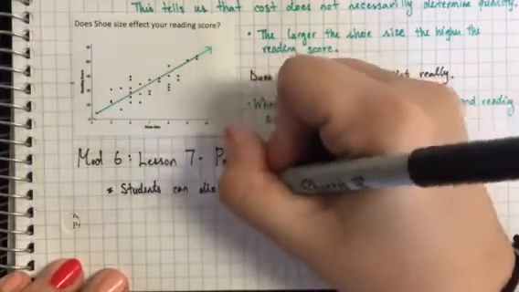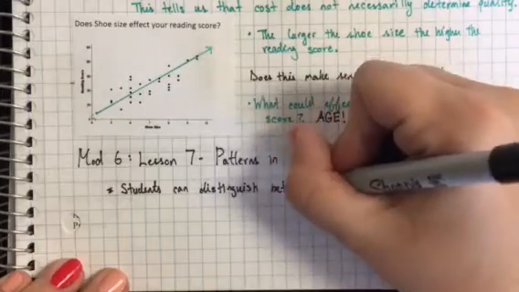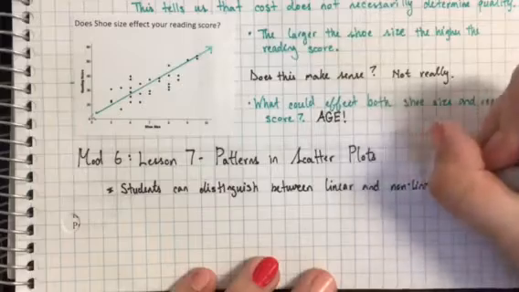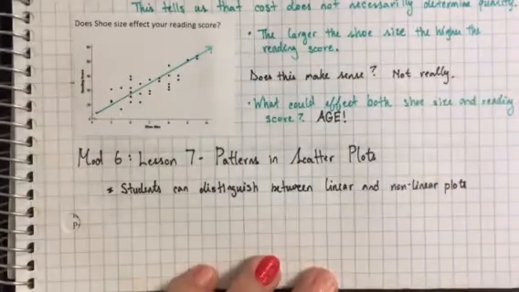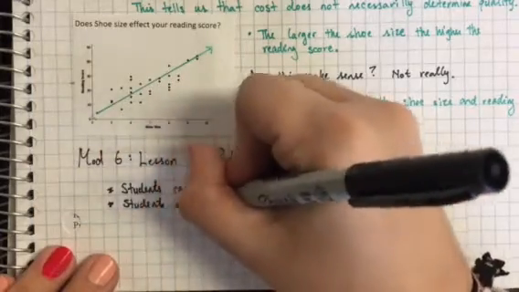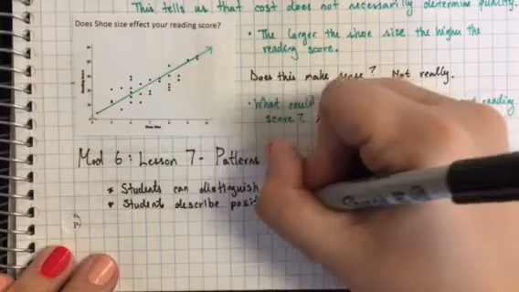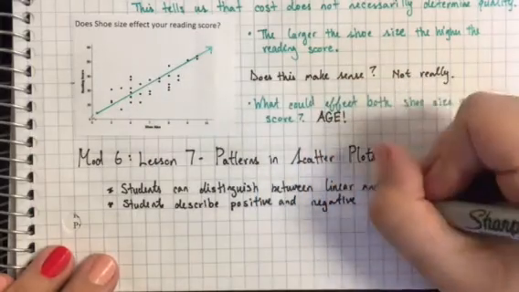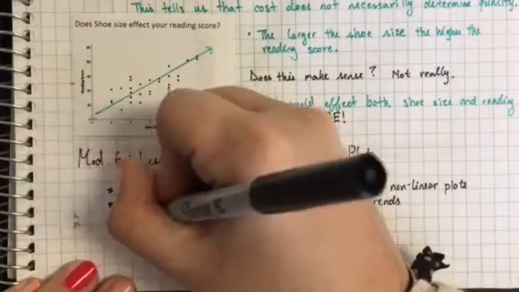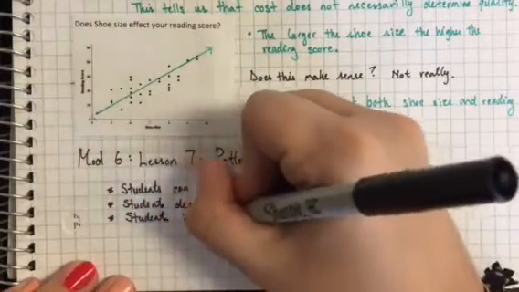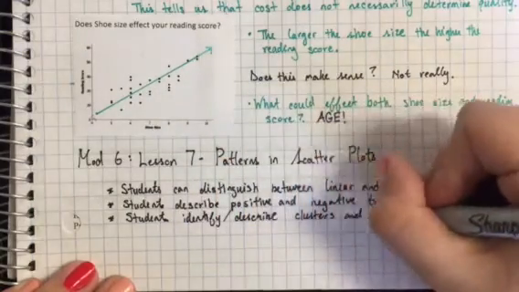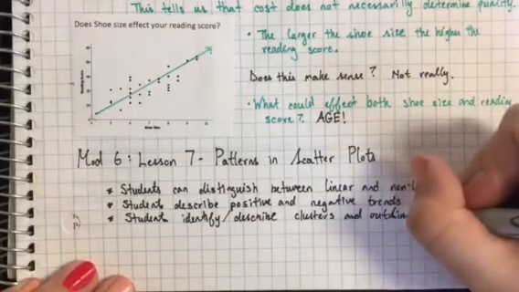Lastly, I just want to get those learning targets down for Lesson 7. This is patterns in scatter plots. The first learning target says students can distinguish between linear and nonlinear plots. The second, students can describe positive and negative trends. And remember, that has to do with slope. And the third target says students identify or describe clusters or outliers. So when you see a lot of data in one location, or if you see a data point that's way far away from all the rest of the data.